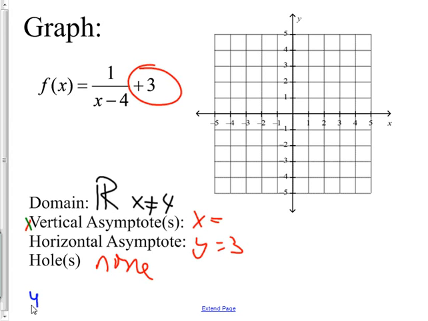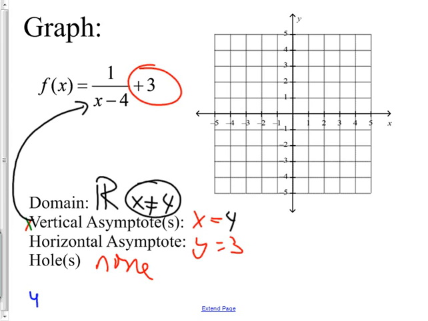The vertical asymptote is whatever makes my function not work. So you can look at your domain to figure that out. 4 would make it not work. So there's a vertical at 4. All right, so verticals are about denominators.